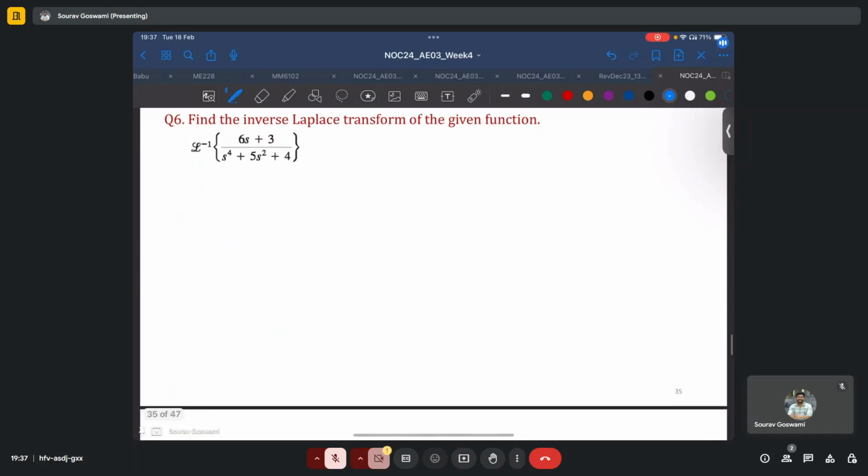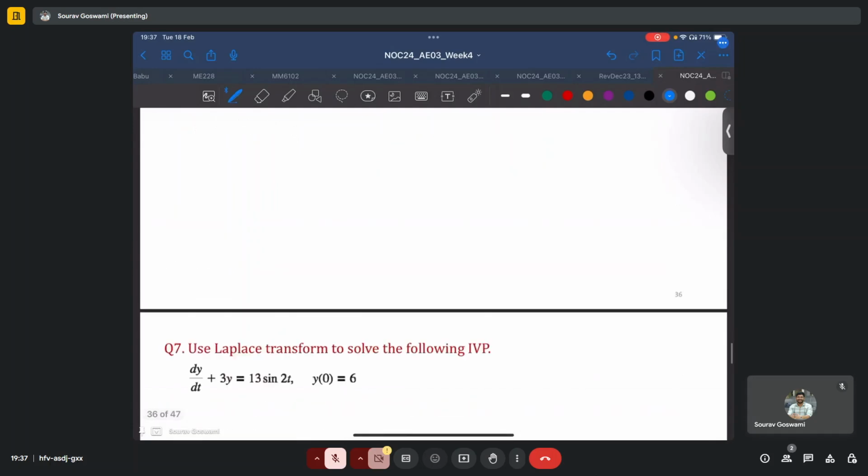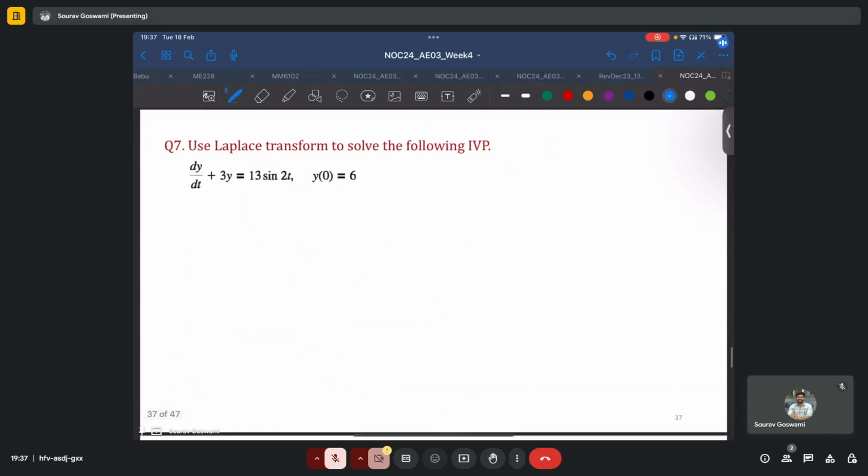Again, a similar question on the inverse Laplace transform. So if we have time, we can come back to it. But for now, let us solve some initial value problems using this Laplace transform method.